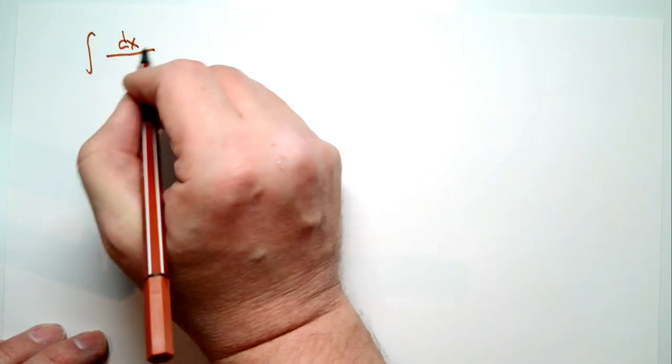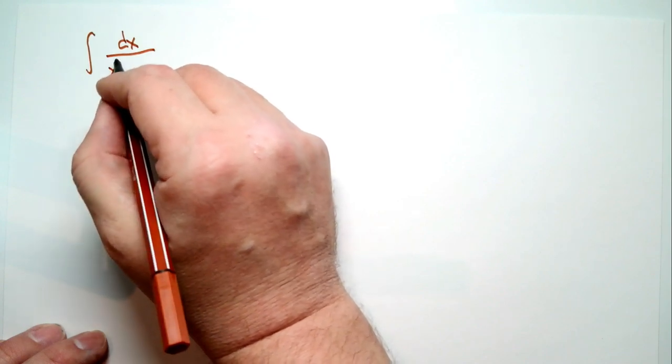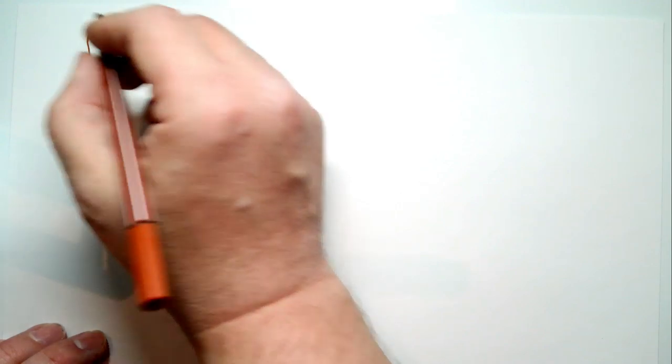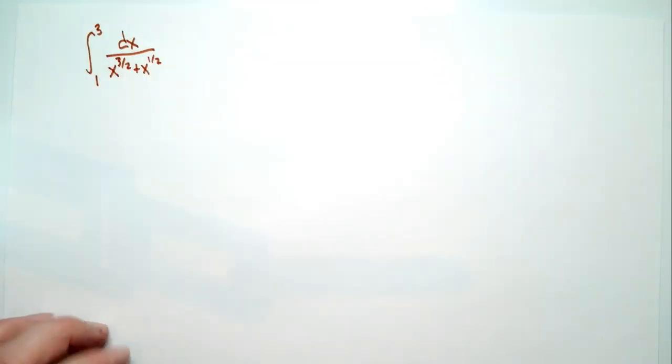All right, suppose you were asked to find the integral dx over x to the 3 halves plus x to the 1 half, and you went from 1 to 3. So it's a definite integral.